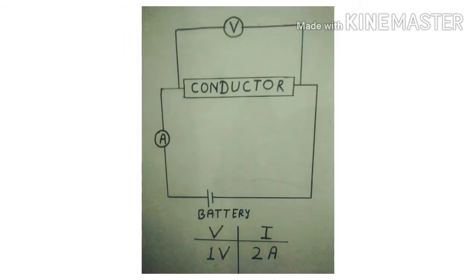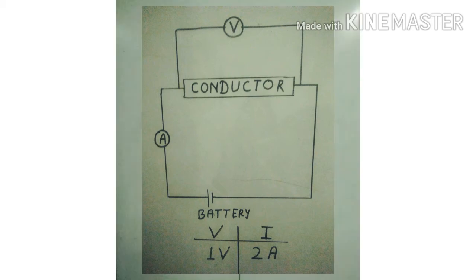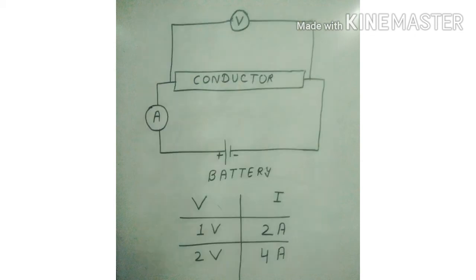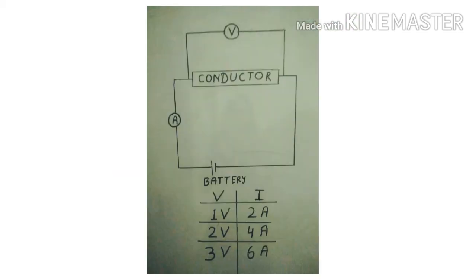Now we will note the readings. When a 1 volt battery is applied, or we can say a potential difference of 1 volt is created, the ammeter shows a reading of 2 ampere. When a 2 volt battery is applied, or a potential difference of 2 volt is created, then the ammeter shows a reading of 4 ampere. When a 3 volt battery is applied, the ammeter shows a reading of 6 ampere.